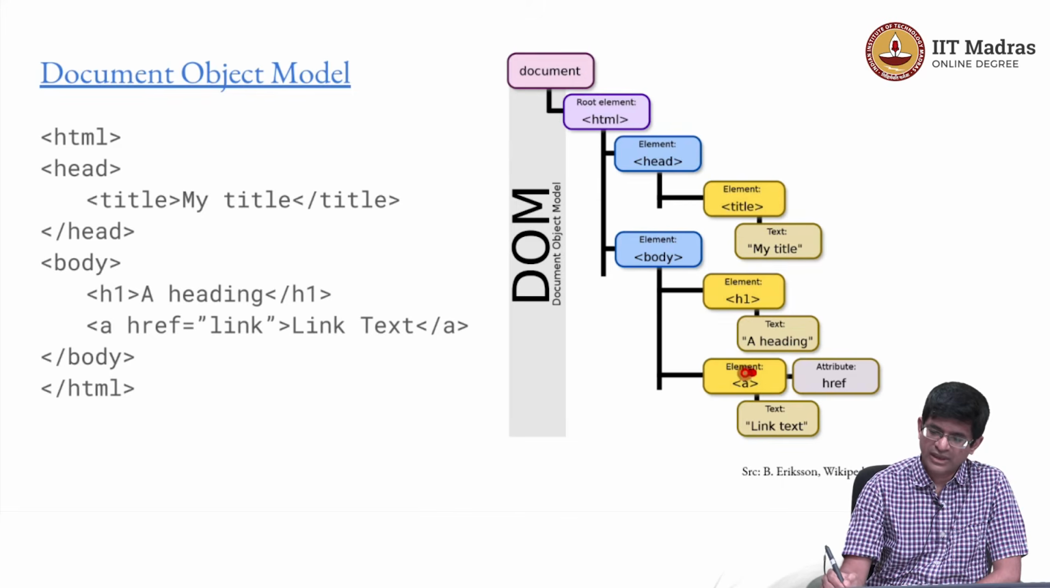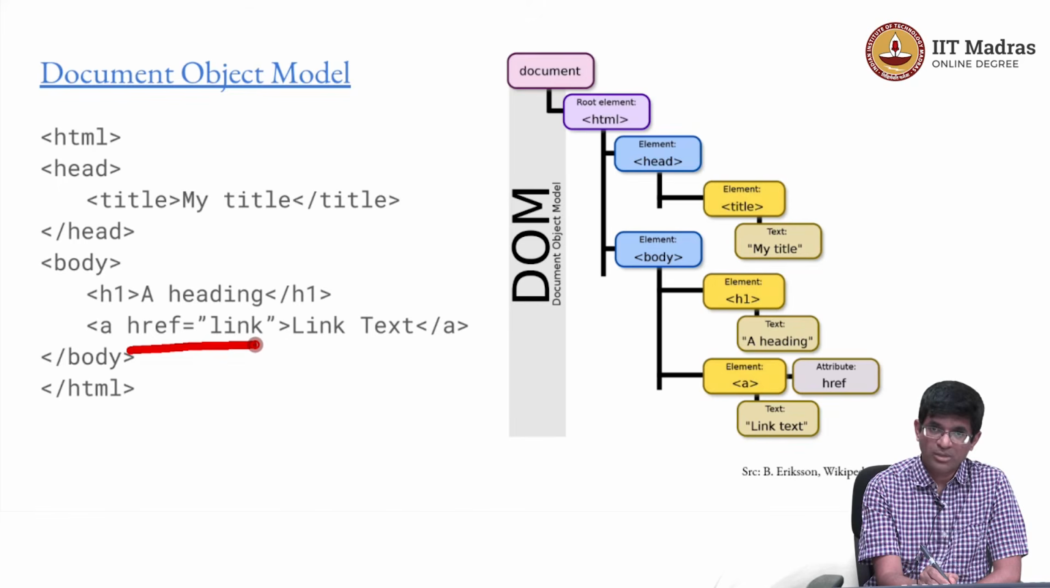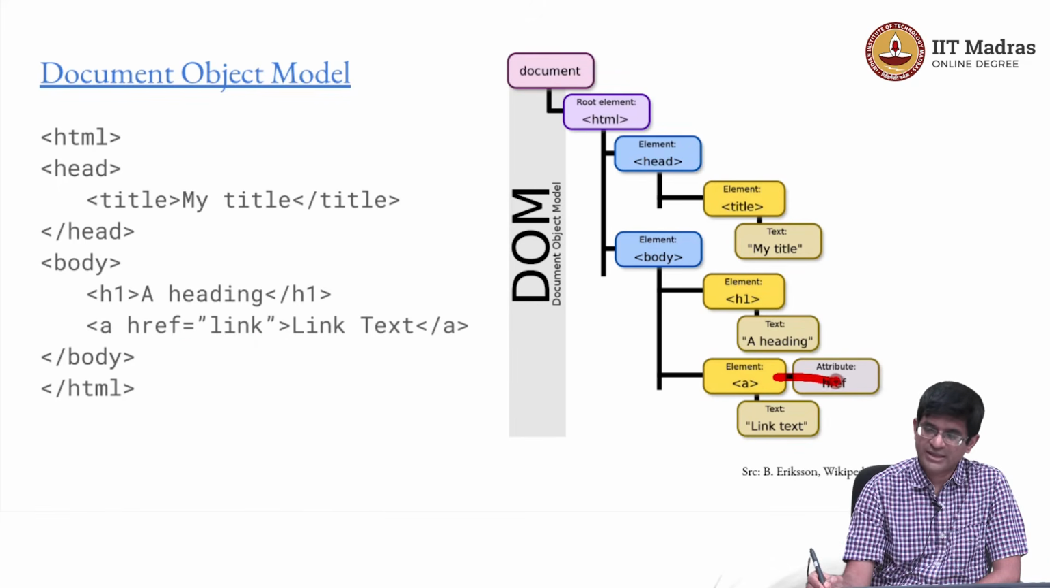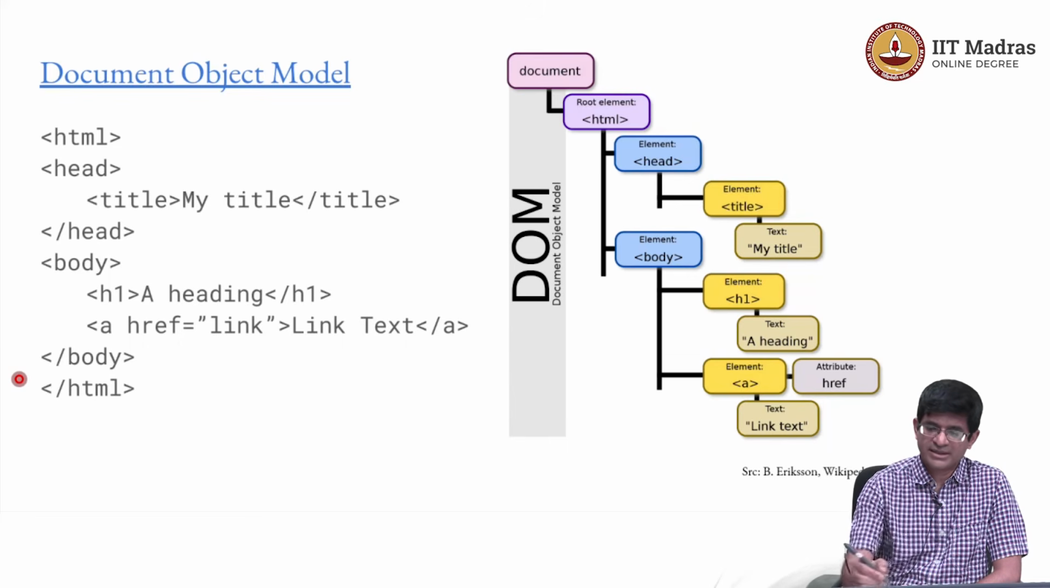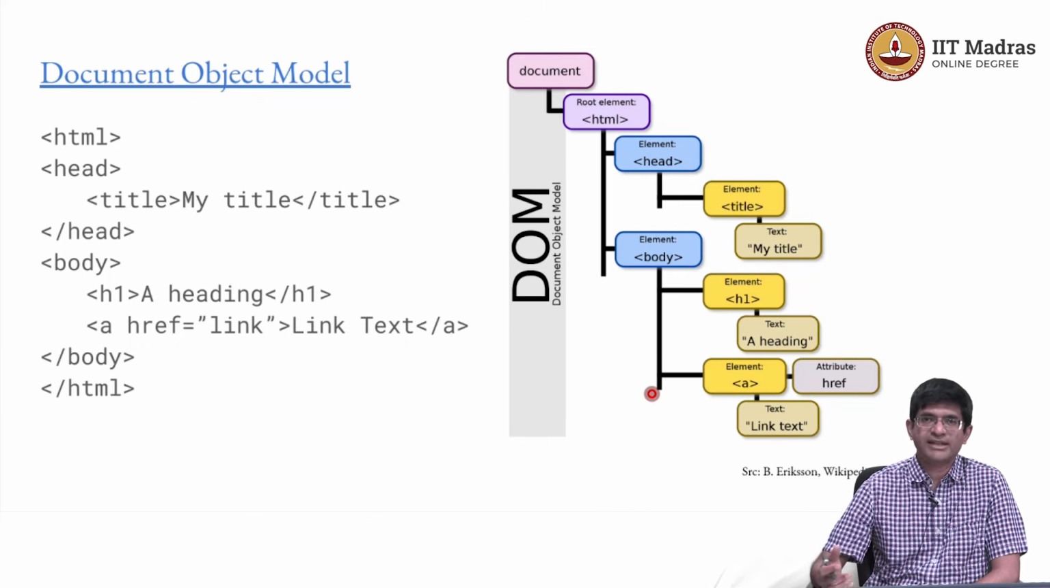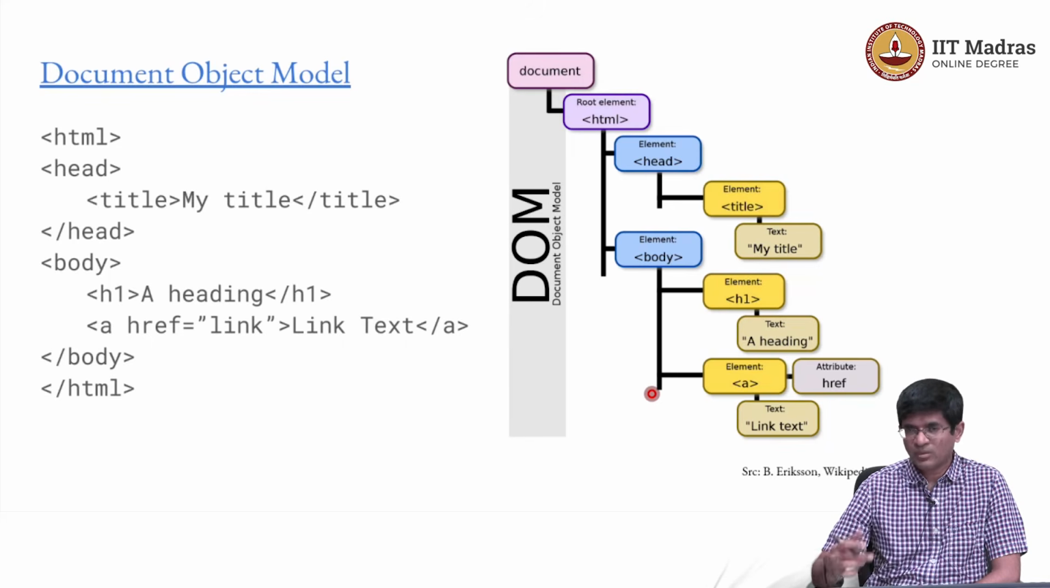I also have a link, that is an a tag. It has an attribute, right? This is not part of the text, it's an attribute, it's an href, right? And it also has the actual link itself, this link text, which is available over here, okay? So this HTML, the first thing that the browser does when it sees it is to try and parse it or interpret it as a tree structure like this. Why is this useful?